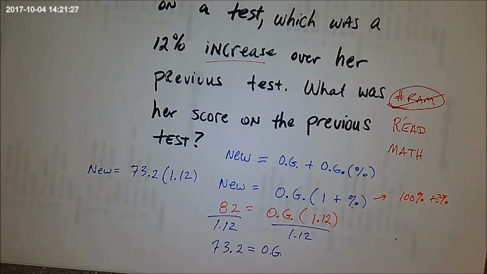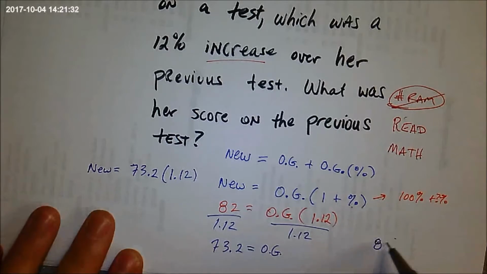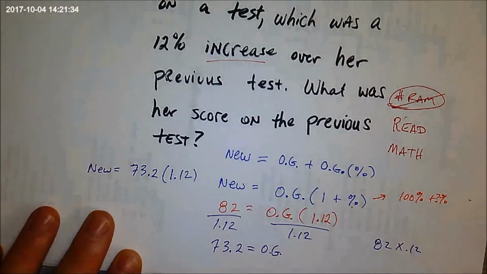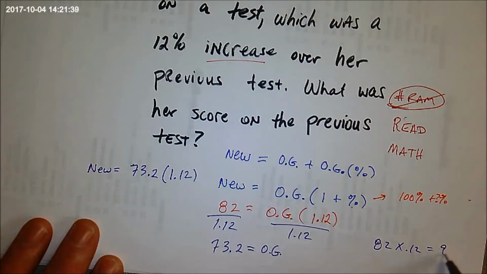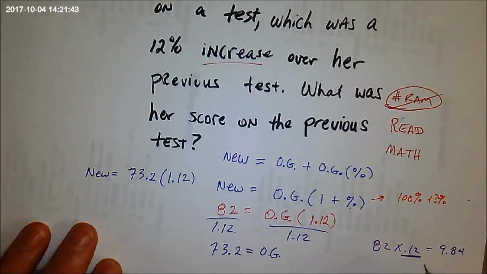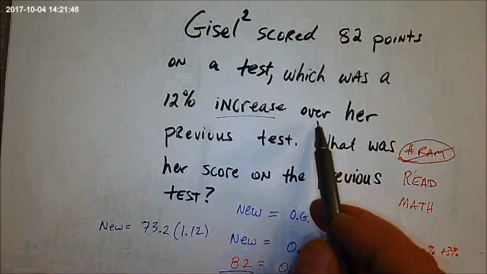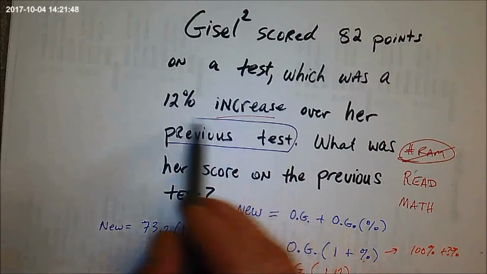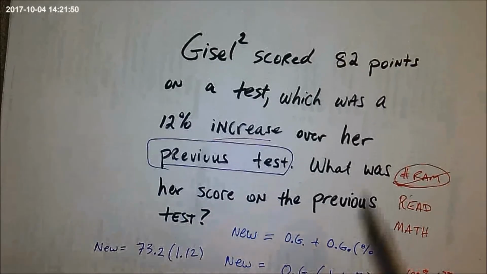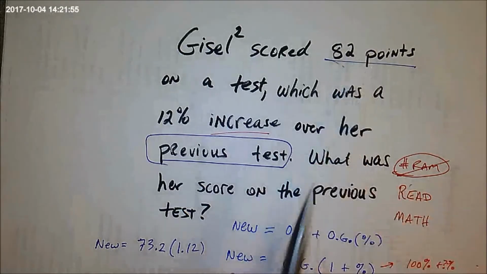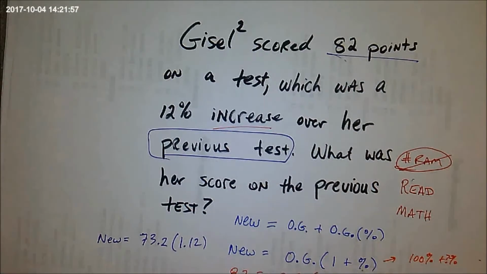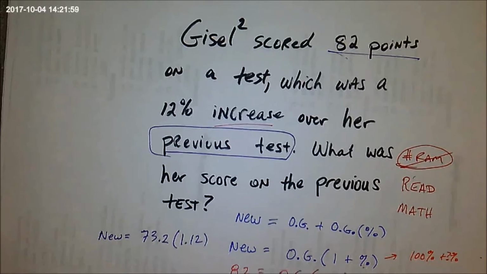What did you use? 82 times 0.12, right. Well, here's the problem. It's supposed to be 12% of her previous test, not 12% of this test. 12% of this will be different than 12% of the other. So that's why you read the math.